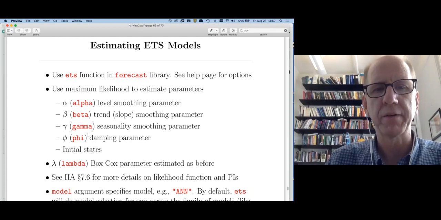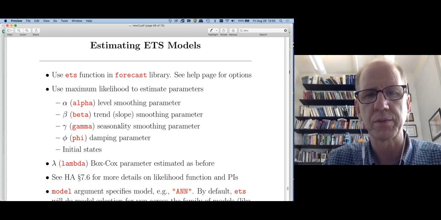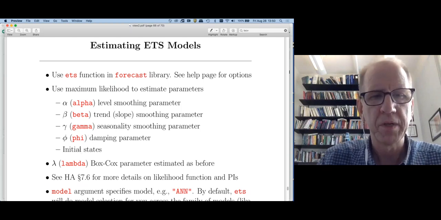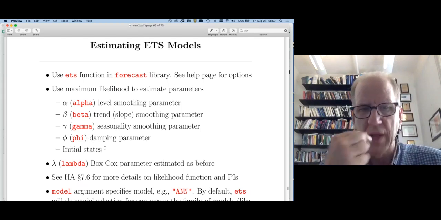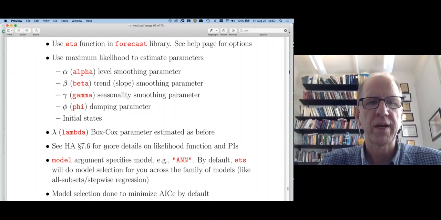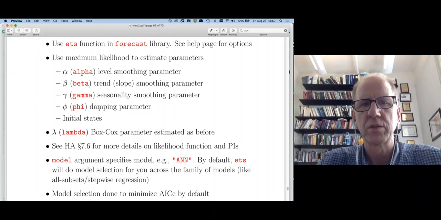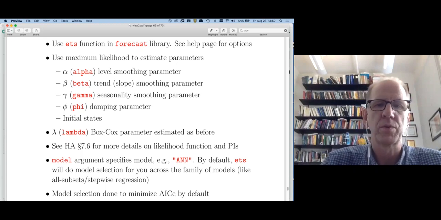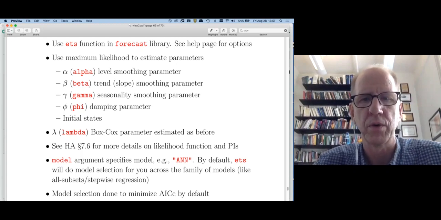So alpha, beta, gamma are the smoothing parameters. Phi is going to be our damping parameter. Initial states are going to get estimated. As with all of our other forecasting functions, we can ask it to find the Box-Cox parameter with lambda. So if we say lambda equals auto, it will go find it for us, or we can specify, for example, 0 for a log model.